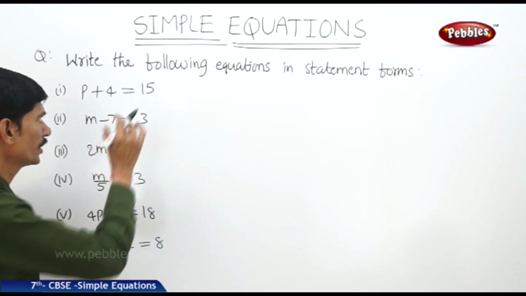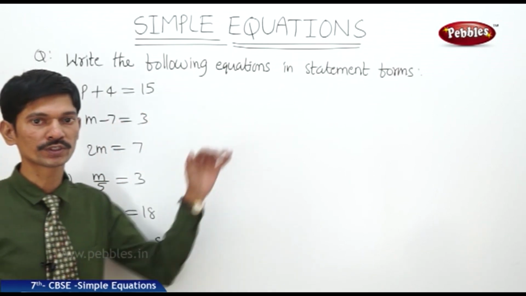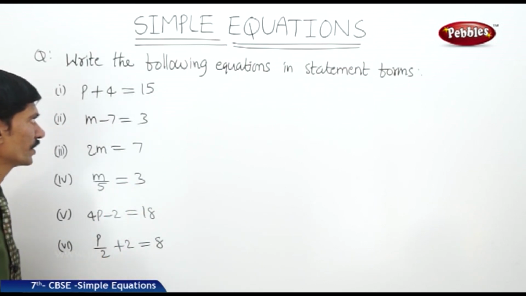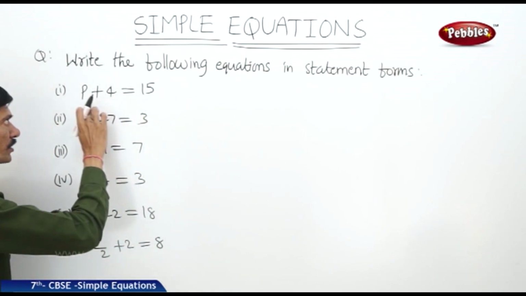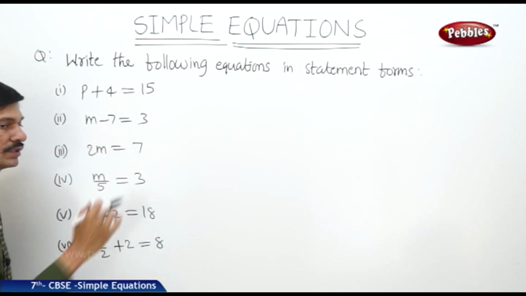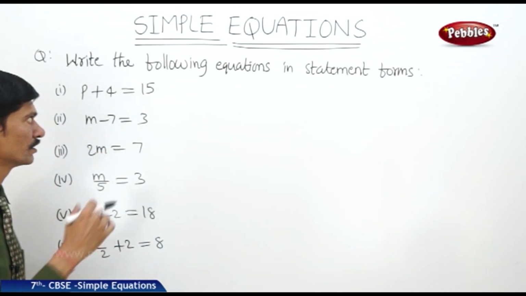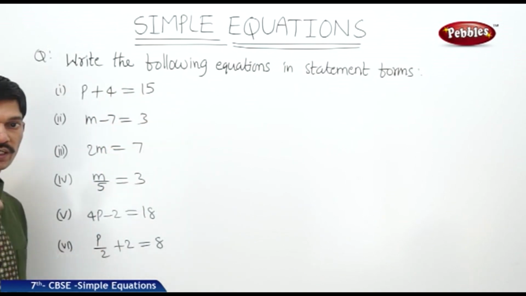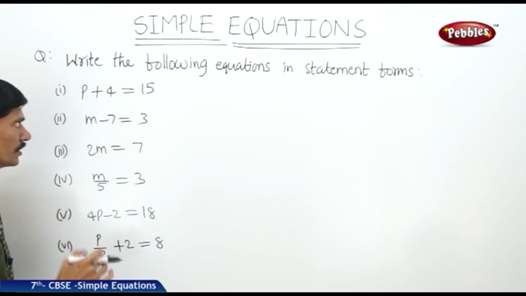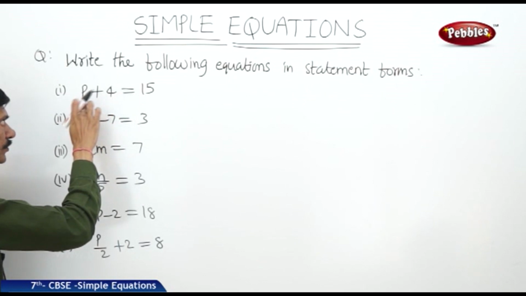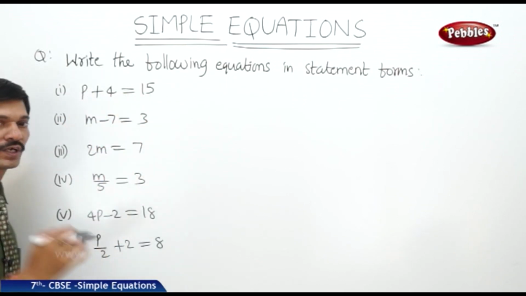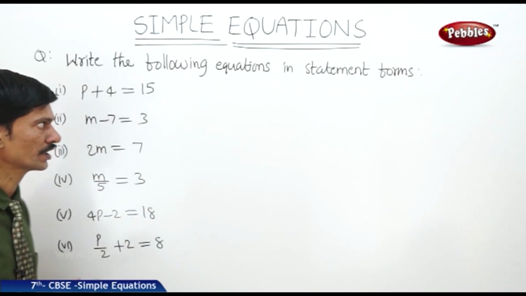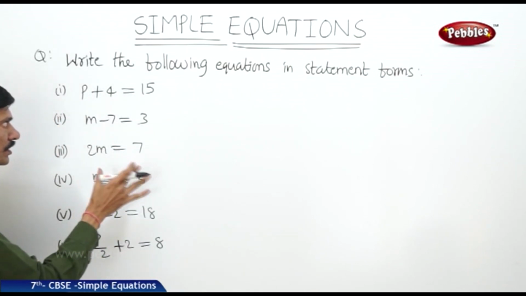So here one equation can be written in 2-3 statement forms. Now let us write one statement form for each given equation. So here p plus 4 equals 15. This can be written as the sum of p and 4 is 15, or we can write the same equation as 4 added to p gives 15. One equation can be written in 2-3 statement forms, but let us write one statement form for each equation.